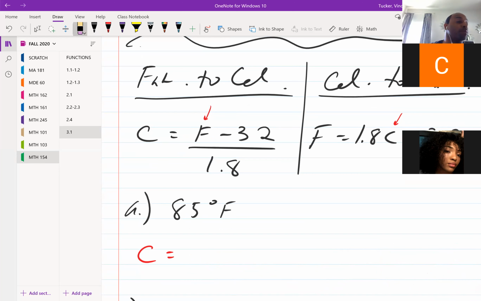All right, so the formulas they give: Fahrenheit to Celsius is C equal to F minus 32 over 1.8. And Celsius to Fahrenheit, F is equal to 1.8 C plus 32. So if you have your Fahrenheit, plug it in, you can convert it to Celsius. Or if you have your Celsius, plug it in, you convert it to Fahrenheit.